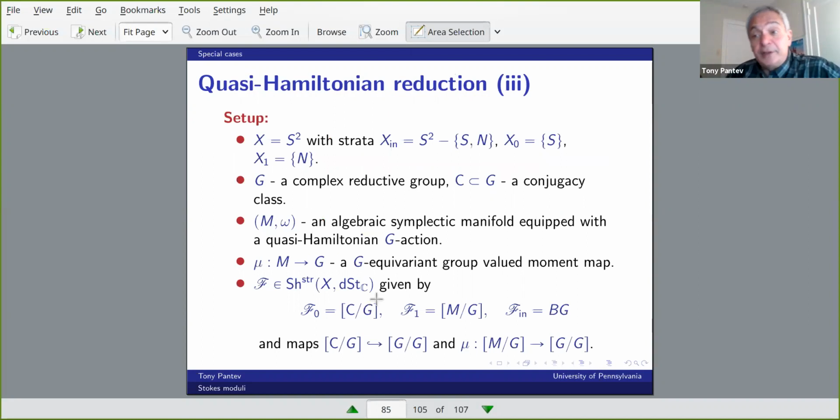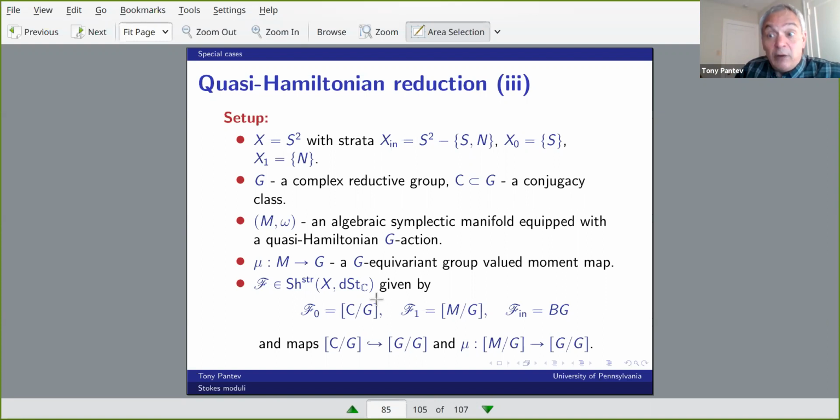And quasi-Hamiltonian reduction is also Lagrangian intersection, but it's also push forward. So you can write it as some constructible sheaf on the interval, but it's more natural to actually write it as a constructible sheaf on the two-sphere. So take the two-sphere to be our space with three strata again: the open stratum, which is the cylinder, which is the complement of the north and south pole, and the two poles.